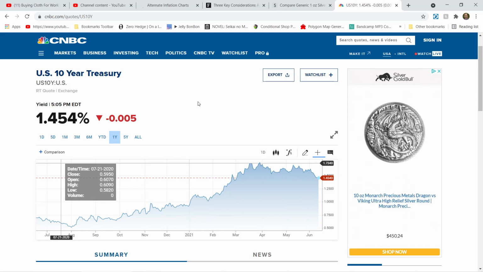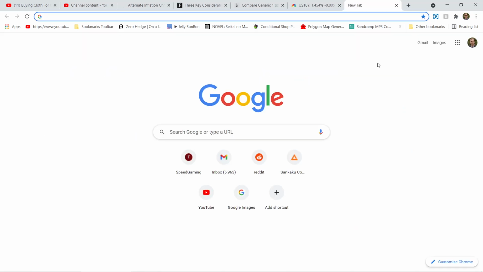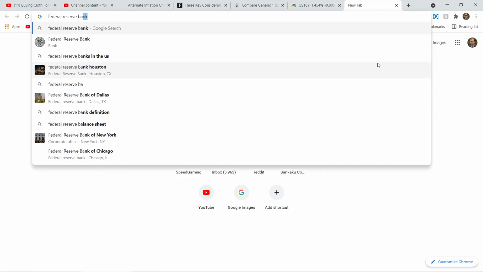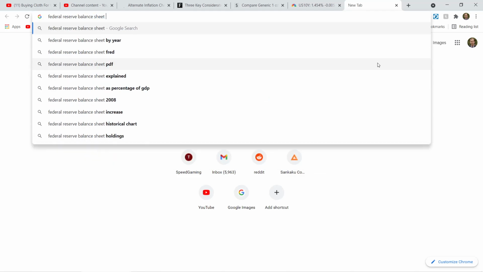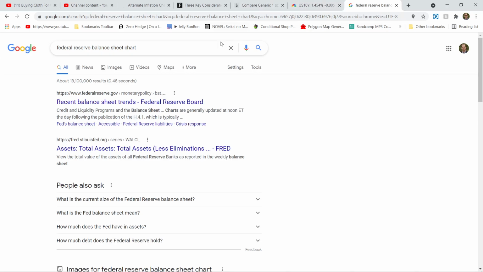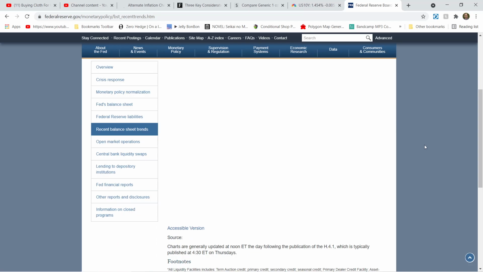And here's the thing, people, it can get worse. This is not as bad as it can get. It can get a lot worse, because the money is already out there. If we do a Federal Reserve balance sheet chart, we'll see if we can get a chart of their balance sheet.